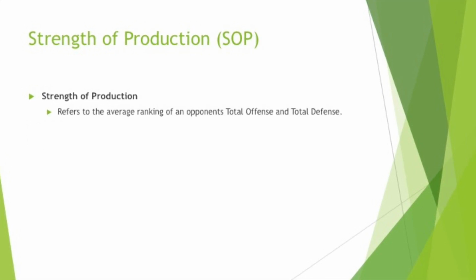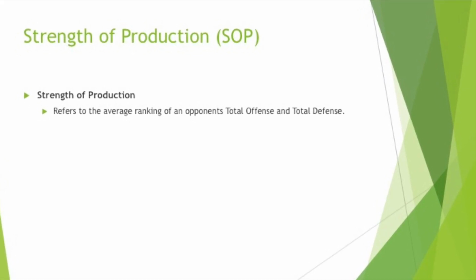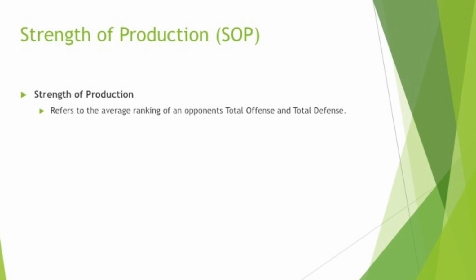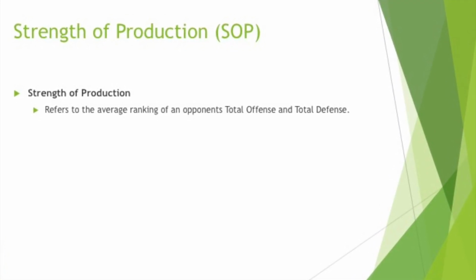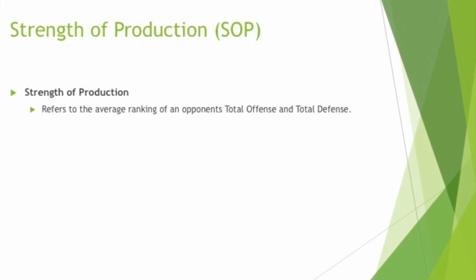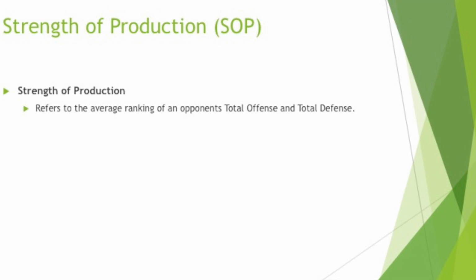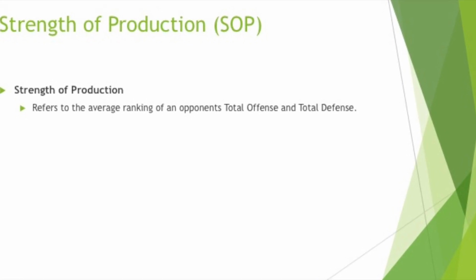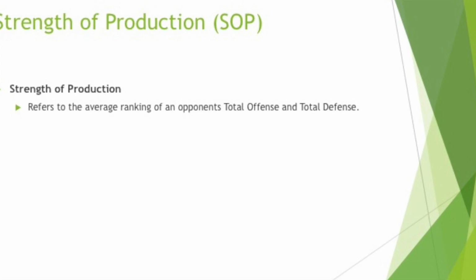One aspect I want to include in my formula is strength of production. Now, as far as research I've done, I haven't seen anyone that actually accounts for total offense and defense in this manner, but all strength of production is, we're going to take the average ranking of our total offense and total defense for all our opponents, and we're going to calculate it. So, in a few slides, I'll show you how that works.